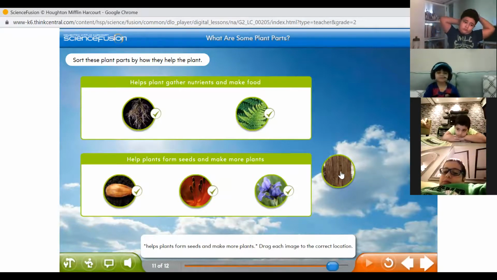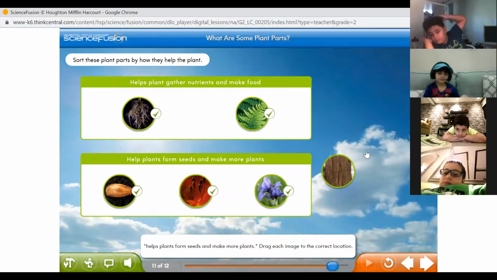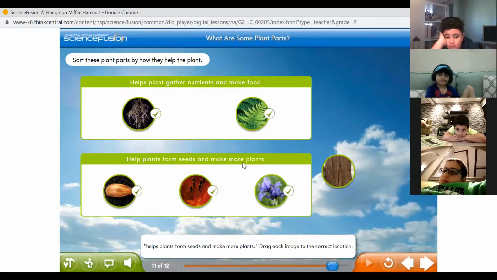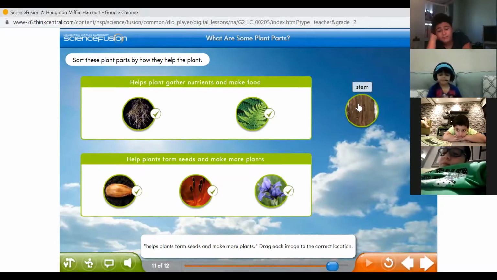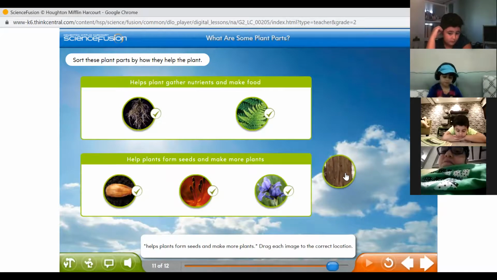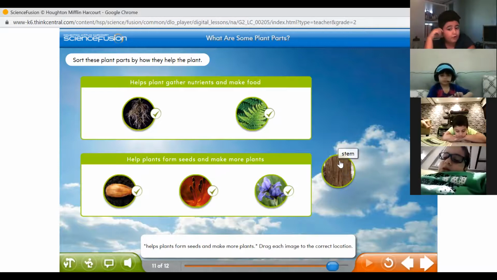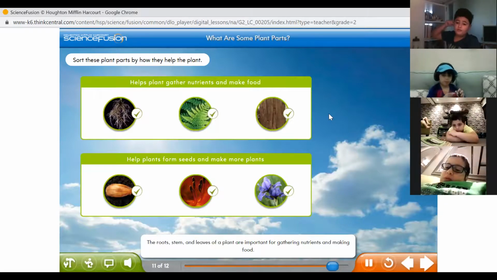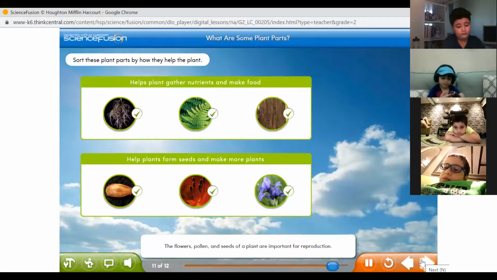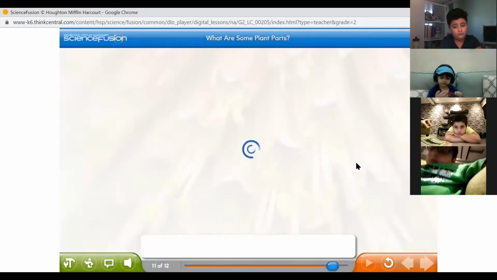Excellent. Now, finally, the stem. What does the stem do, ya Abdul Ilah? Does the stem make food, nutrients, water, or make new plants? Does it take up water and food, nutrients, or will it make new plants? Water and food. Excellent, it carries. That is right. Good job. The roots, stem, and leaves of a plant are important for gathering nutrients and making food. The flowers, pollen, and seeds of a plant are important for reproduction. Excellent, excellent. Good boys.